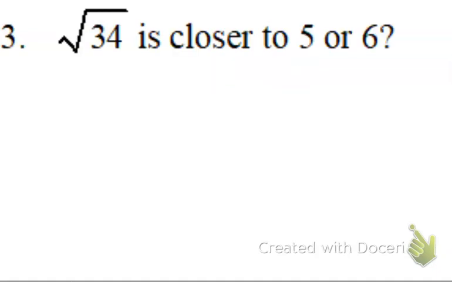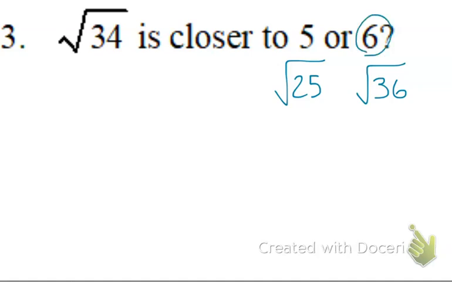Square root of 34, 5 squared is 25, so the square root of 25 is 5. 6 squared is 36, so the square root of 36 is 6. 34 is closer to 36, so the square root of 34 is closer to 6.